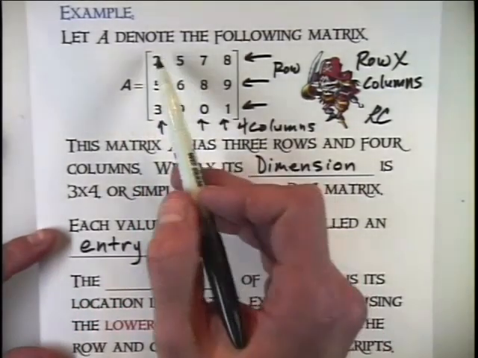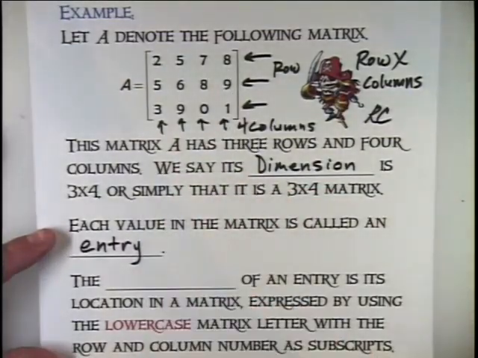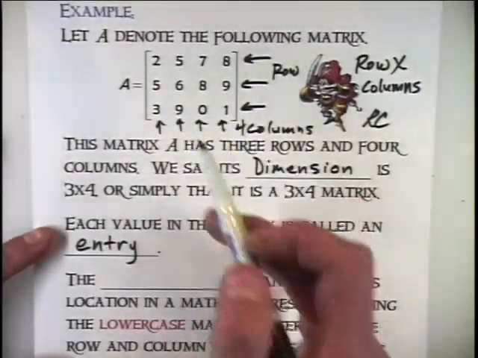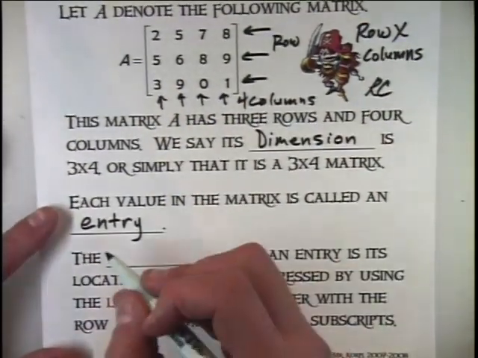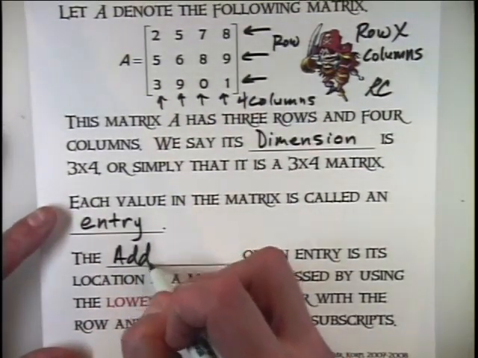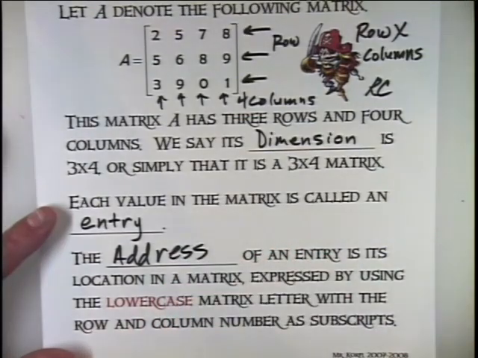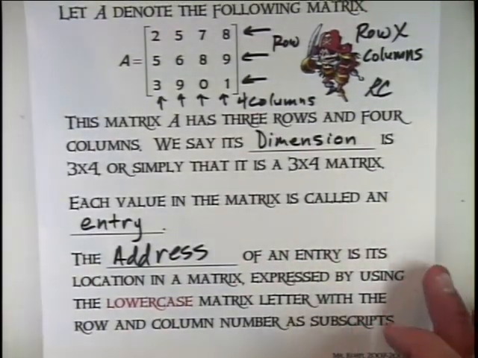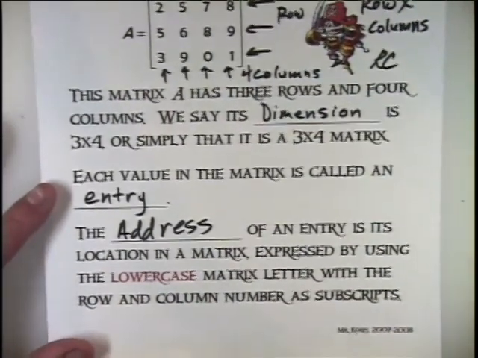Okay, so we have all these entries in here. In this case, we are going to have 12 entries. It's a 4 by 3 rectangle. And if we're trying to refer to a specific entry, we talk about the address of the entry. So each entry has an address. And how are we going to refer to an entry? What does the address look like?